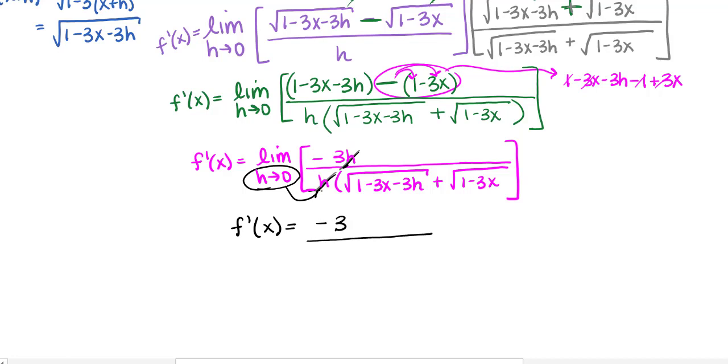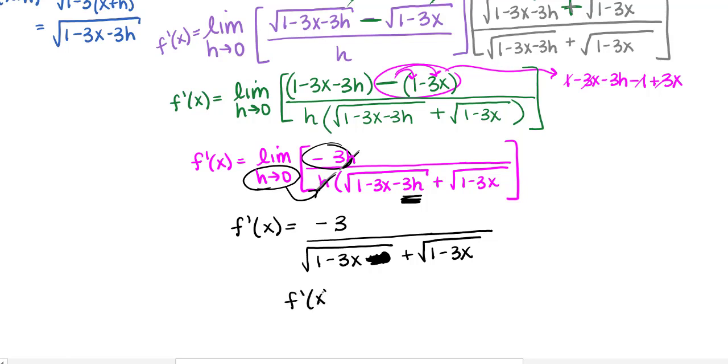So it'll be negative 3, remember that negative 3 is still in my numerator, over square root of, if h is 0, I have 1 minus 3x, and then minus 3h would be minus 0, and plus square root of 1 minus 3x. I don't need to write minus 0, so I'll not look at that. So really, f prime of x is negative 3 in the numerator over 2 of the square roots.